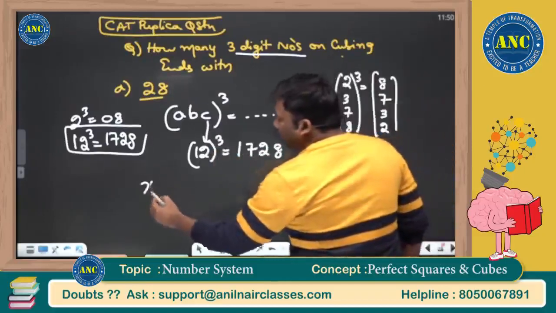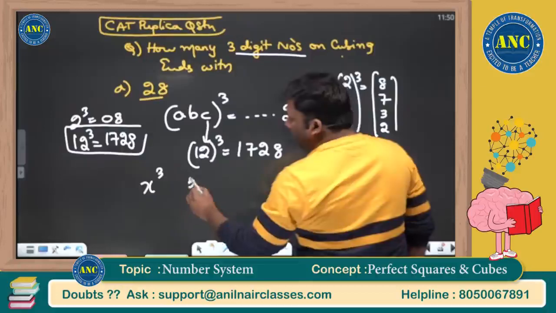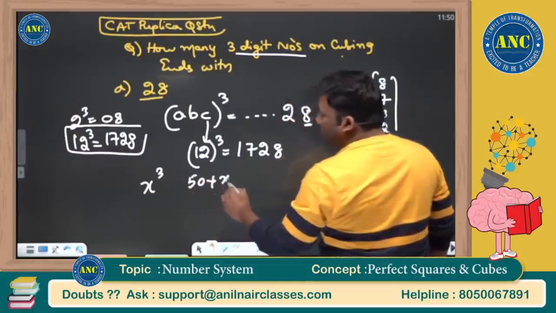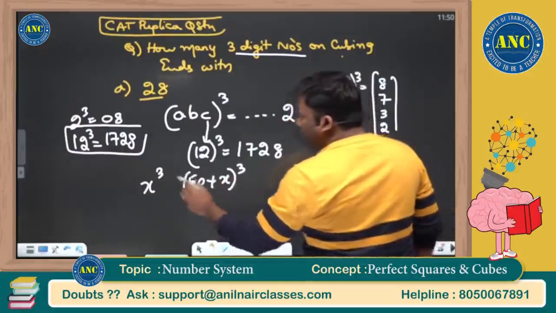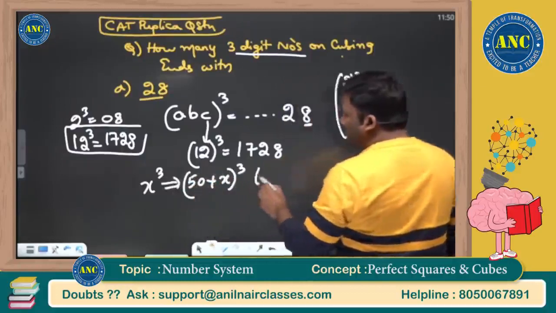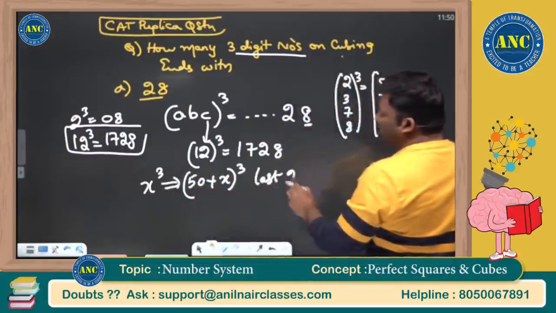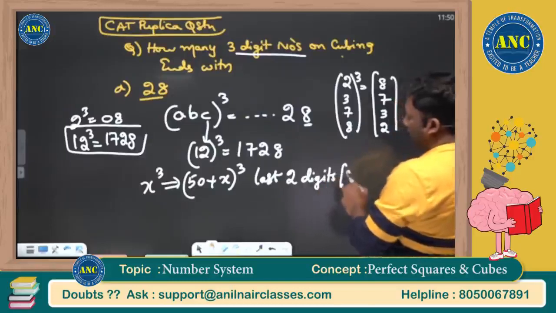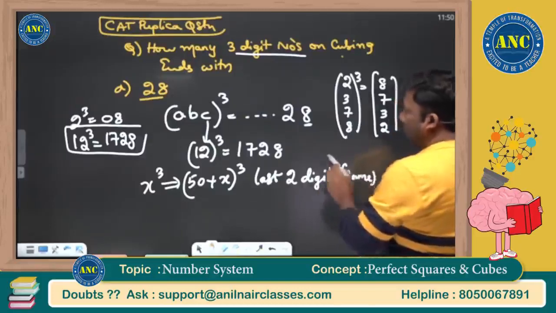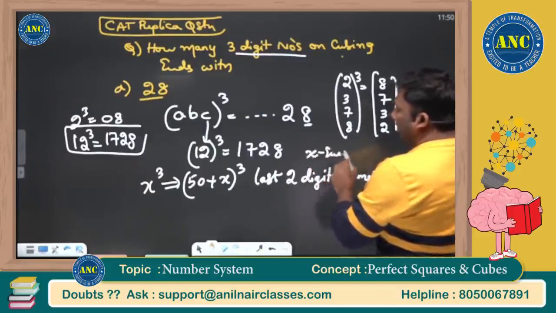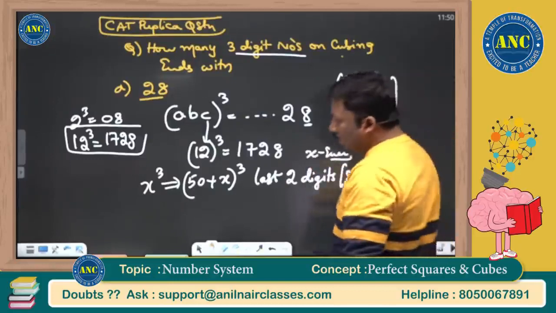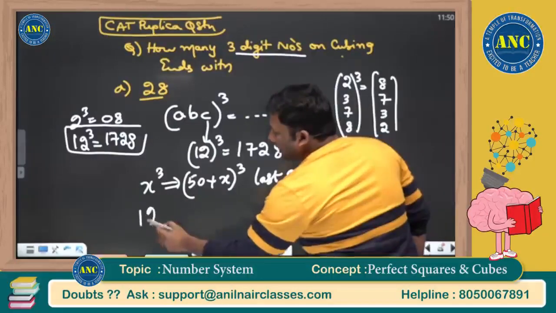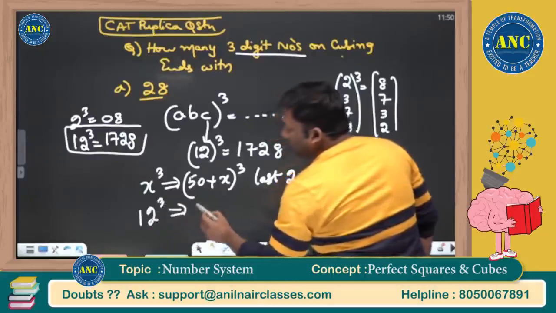What is the logic that we discussed? X cube and (50 plus x) whole cube: the last 2 digits will be the same. When will it be the same? When x is an even number. Is 12 an even number? Yes. So if it is 12 cube, what will be the next number?